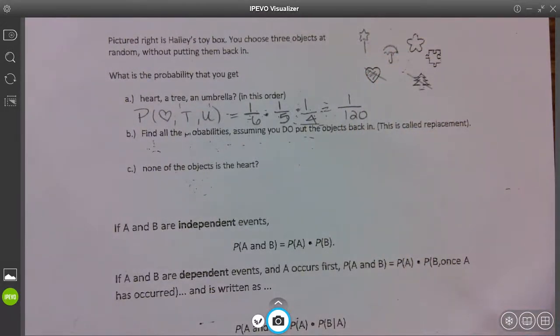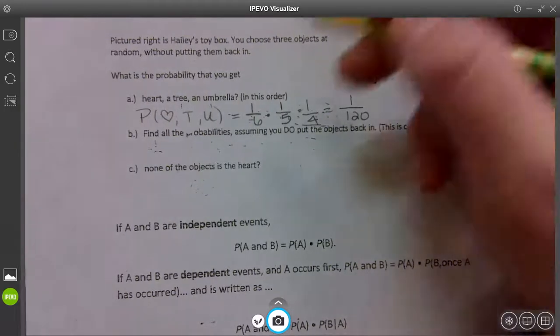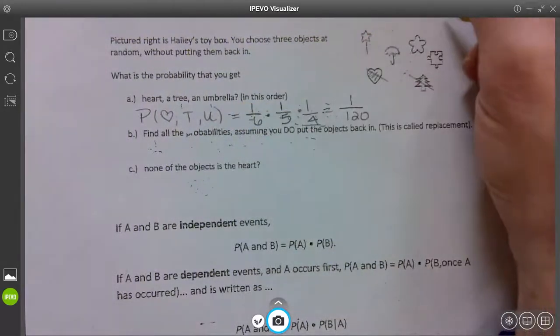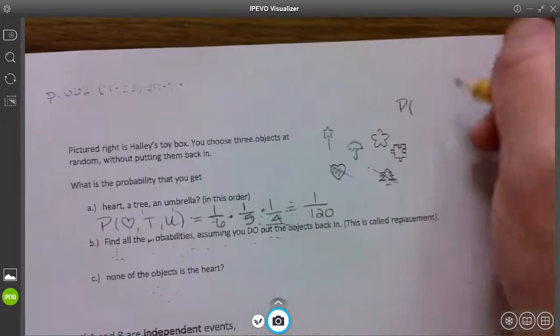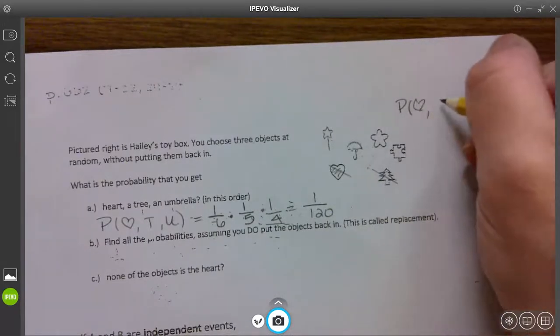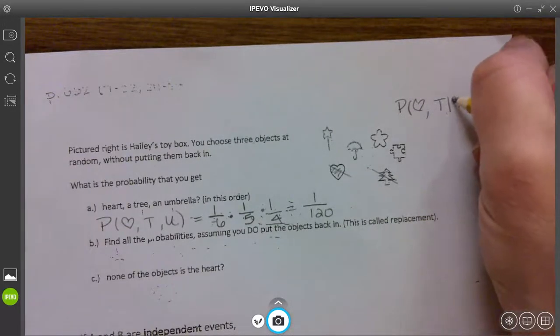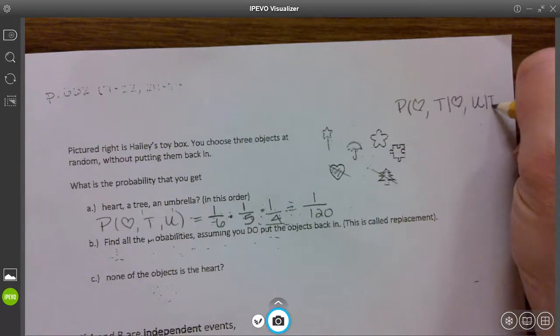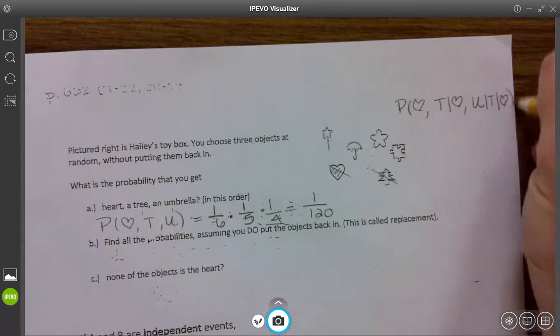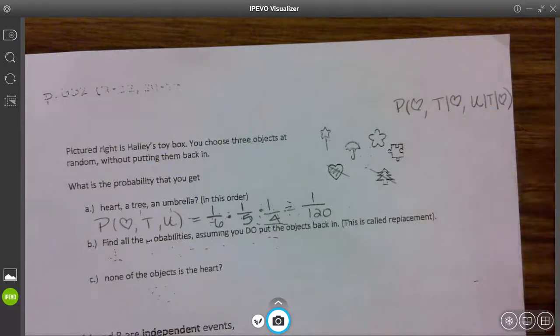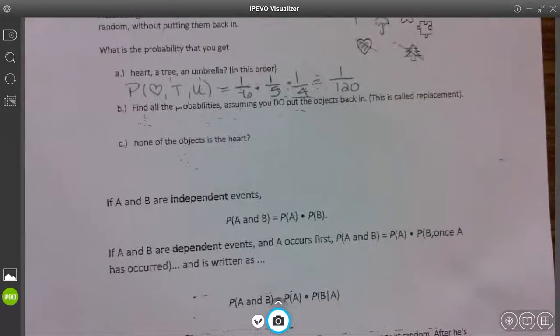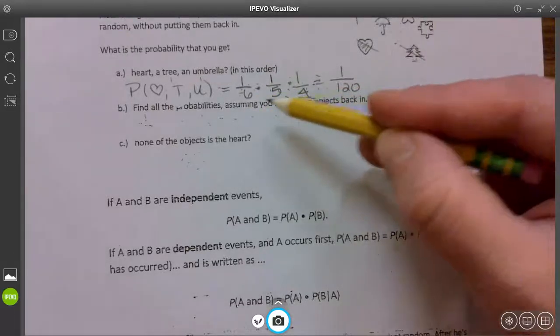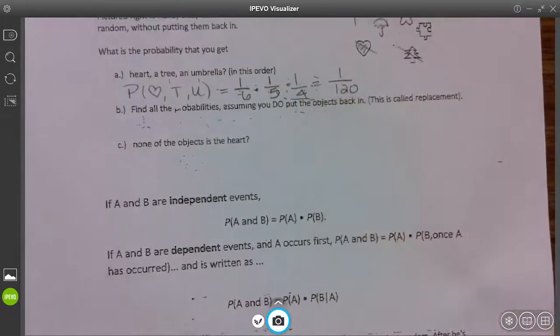Okay. Now, you wouldn't really write it like this. Really what is happening is saying, what's the probability I get a heart? And then what's the probability I get a tree, given that I just got a heart? And what's the probability I get an umbrella, given that I just got a tree, given that I just got a heart? It's really what you're doing. You do not have to write it like this, okay? But understand, we're not putting them back, so it's not going to be 1/6, 1/6, 1/6.